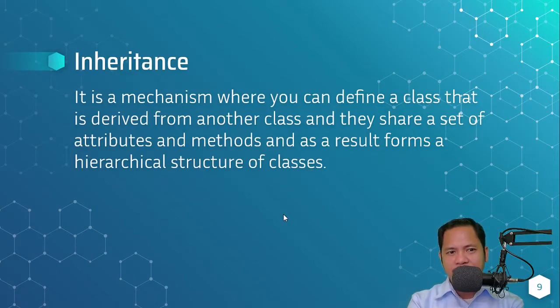Inheritance is a mechanism where you can define a class that is derived from another class, and then they share the same set of attributes and methods. Take, for example, a person can be derived from a mammal, or an employee can be derived from a person, because an employee is a person. A student can also be derived from a person because a student is a person.